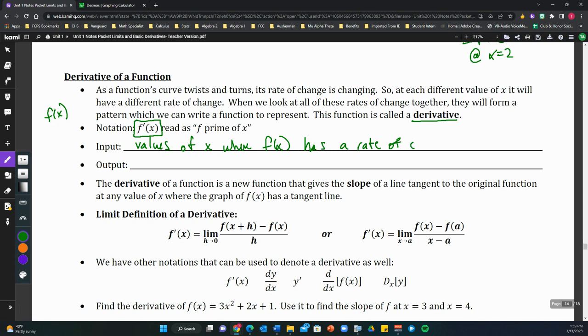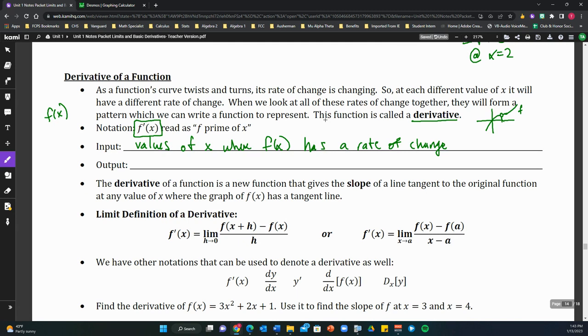And now that might sound kind of redundant, but there are some points on some graphs where there are no rates of change. So let's think of some of those possibilities. One easy one to think of is a function with a hole. If a function has a hole on it, then the original function f isn't even defined at that value of x. So if there's no point there, then there's no way it has a rate of change there.